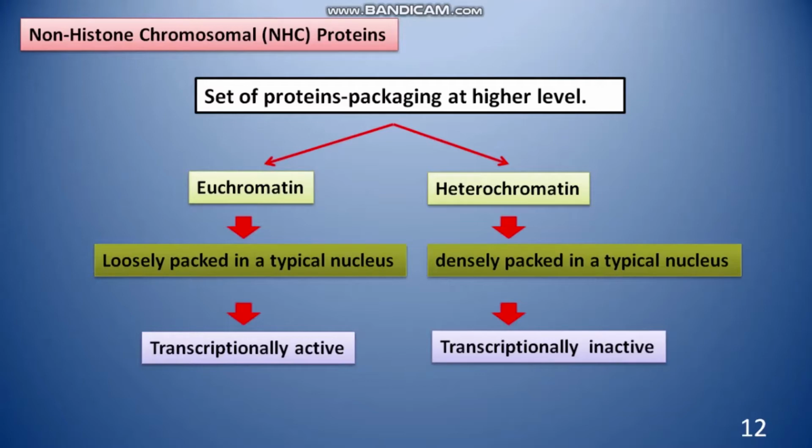Now another part covered under this topic is non-histone chromosomal protein. What are they? They are sets of proteins packaging at a higher level. We don't need to study this in detail at class 12 level. Here there are two types, euchromatin and heterochromatin. Euchromatin is loosely packed in a typical nucleus, whereas heterochromatin is densely packed. Euchromatin is transcriptionally active, meaning transcription takes place, whereas heterochromatin is transcriptionally inactive, meaning no transcription takes place.